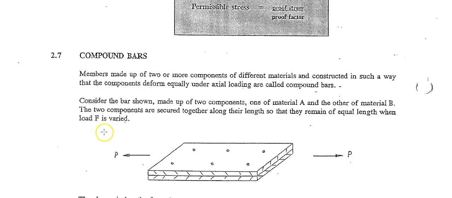Compound bars: members made up of two or more components of different materials and constructed in such a way that the components deform equally. Very important word there. That means they're held together.